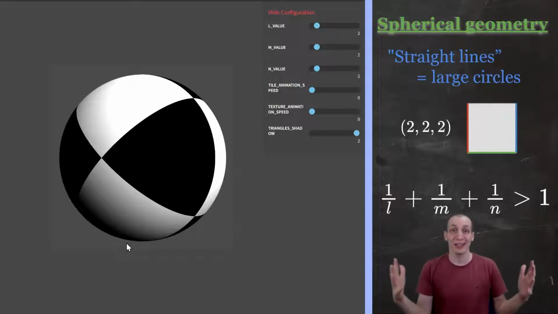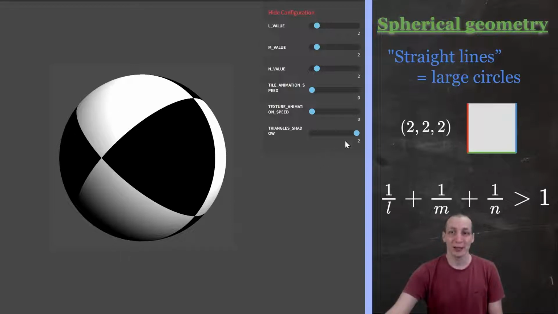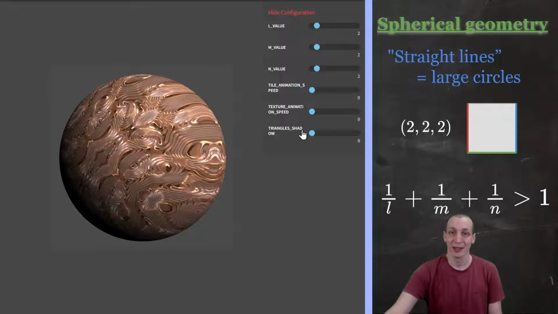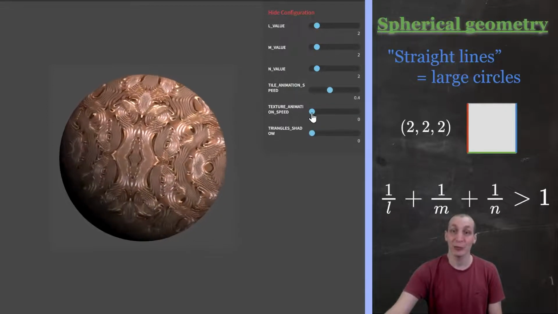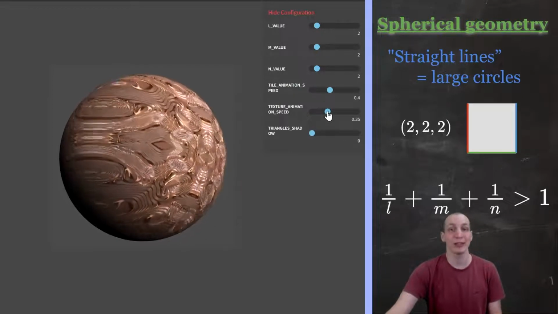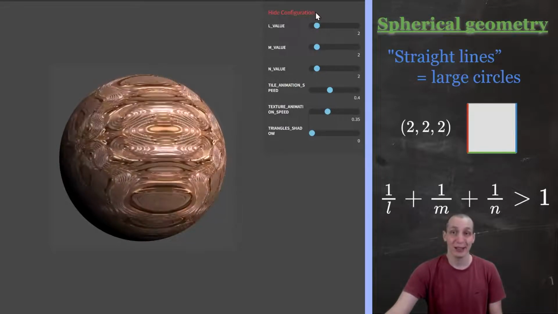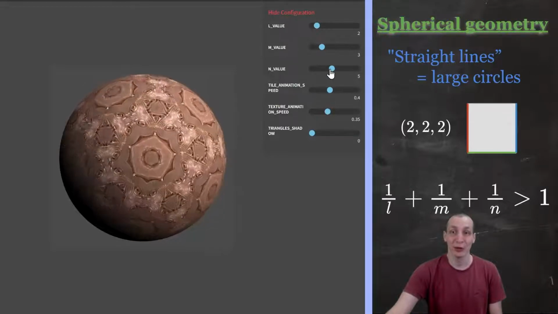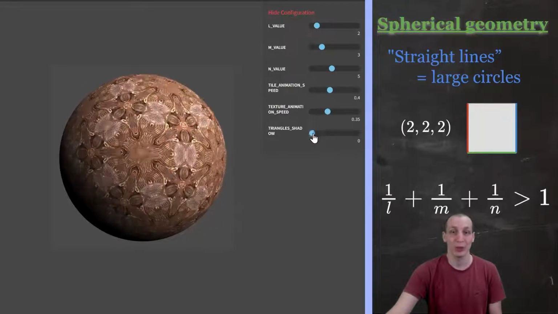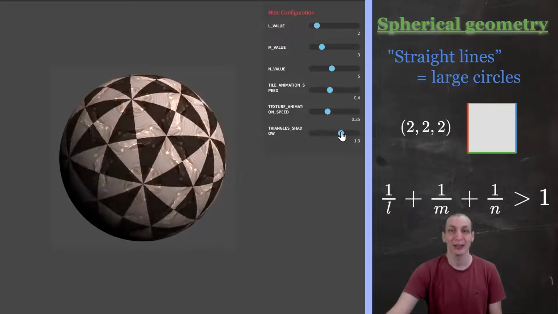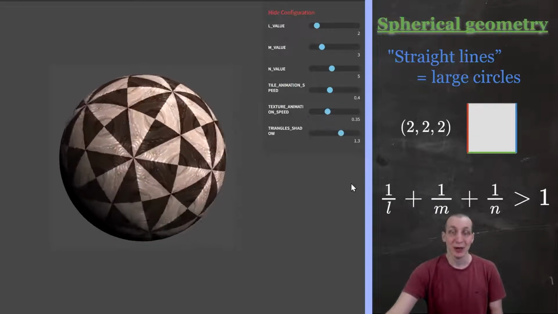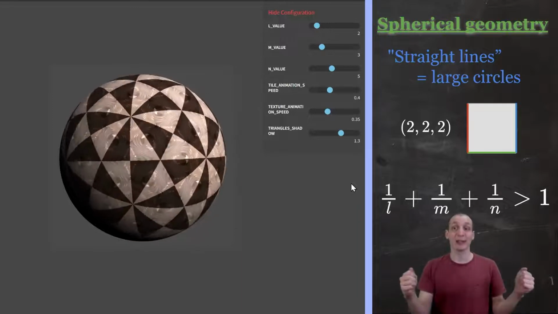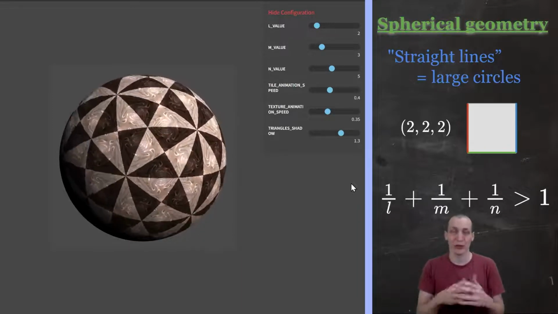A circle is a great circle if it has the same radius as the sphere. And here I can also add some texture. Let's add it. I can move the sphere around, and I can move the texture around and see all sorts of interesting stuff. I can see it in 2, 2, 2, I can see it in 2, 3, 2 or 2, 3, 5. In all of them, the sum is larger than 1. I can add back the triangles. Okay, so this is what happens if the sum of the angles is larger than pi.